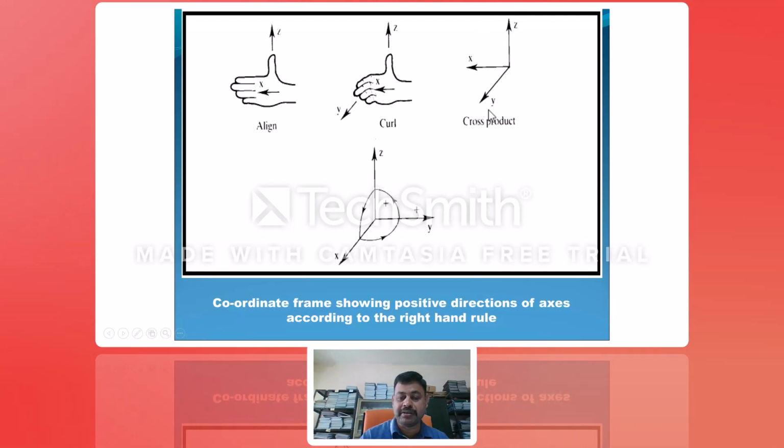All are mutually perpendicular, that story we know. Here, the right-hand rule tells us when a rotation becomes positive. So rotation, clockwise and anti-clockwise movement. You look at this movement, it is an anti-clockwise movement. They are considering anti-clockwise movement as positive and clockwise as negative, depending on how it is rotating. Here in the text, the coordinate frame is clearly given, showing the positive direction of axes according to the right-hand rule. So based on the right-hand rule, they are doing it.